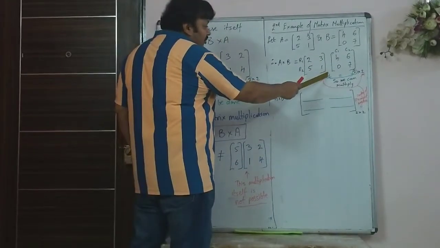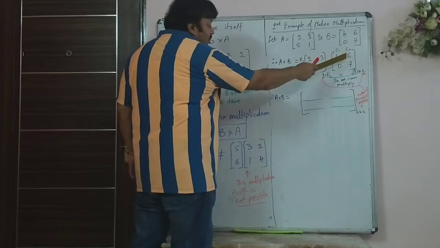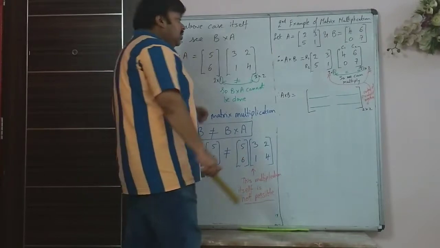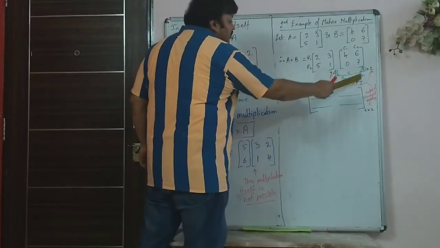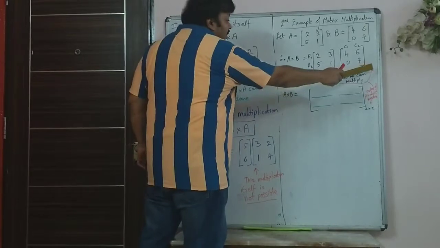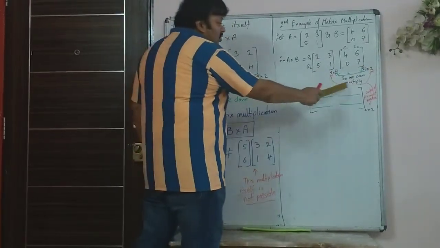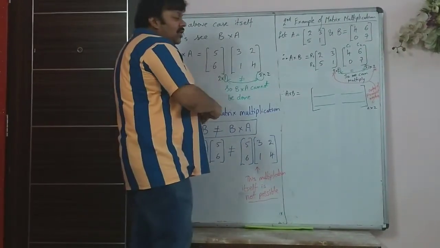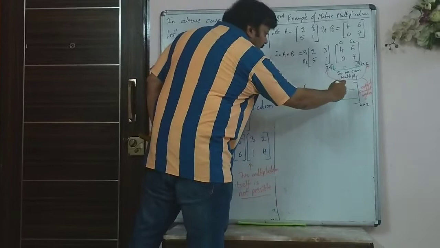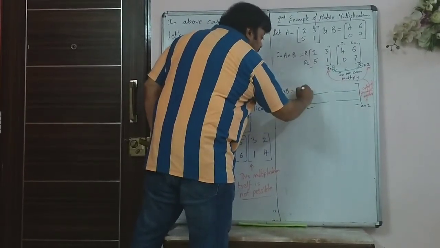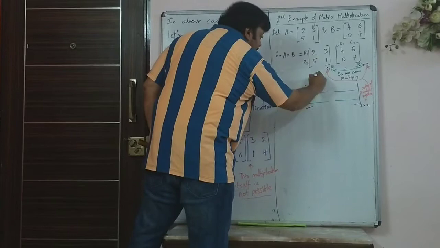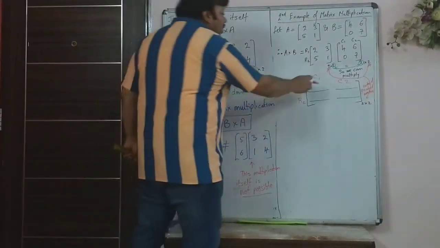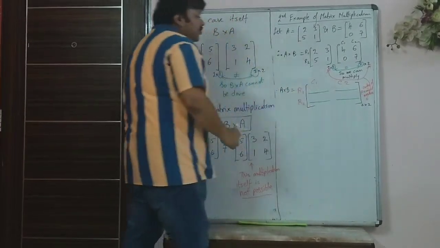Now, is the multiplication possible? Yes. Because the number of columns in the first matrix is 2, and the number of rows in the second matrix is also 2. So multiplication is very much possible. And the order of the product matrix is given by the extreme terms, that is rows of the first matrix and columns of the second matrix. So that is the order of the product matrix. In this product matrix, there are going to be two rows, row 1, row 2, and two columns, column 1 and column 2, C1, C2.